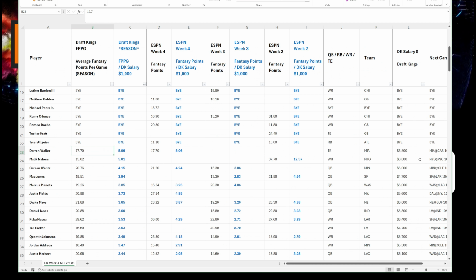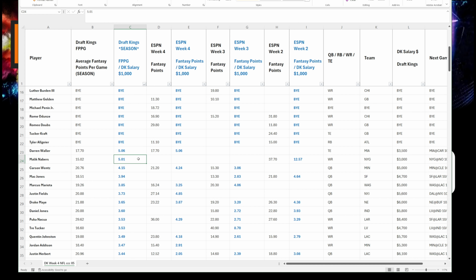So 17.7 divided by $3,500, and then you adjust for the divide by $3,500. The exact calculation is 17.7 times $1,000 divided by 3,500, or 17.7 divided by 3.5 per K. So every $1,000, 17.7 divided by 3.5 gives you 5.06. And so for the season, Darren Waller has only played one game, and it's 5.06.